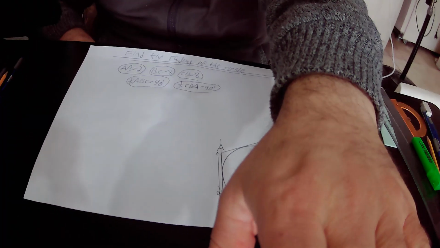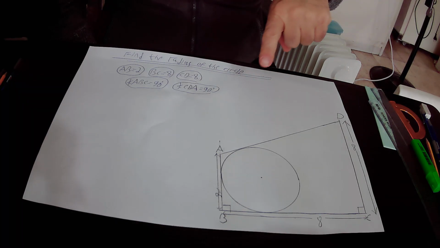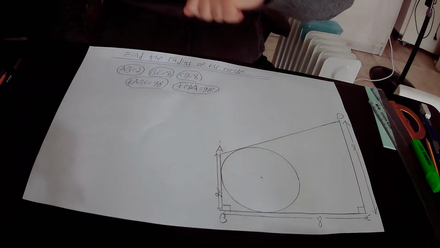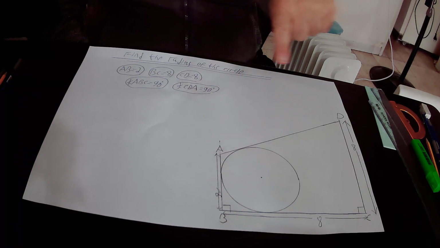Hello, in this lecture we will find out the area of a circle. In the drawing we have quadrilateral ABCD. Inside this quadrilateral we have a circle. In addition, we know that side AB of this quadrilateral equals 2 units in its length.